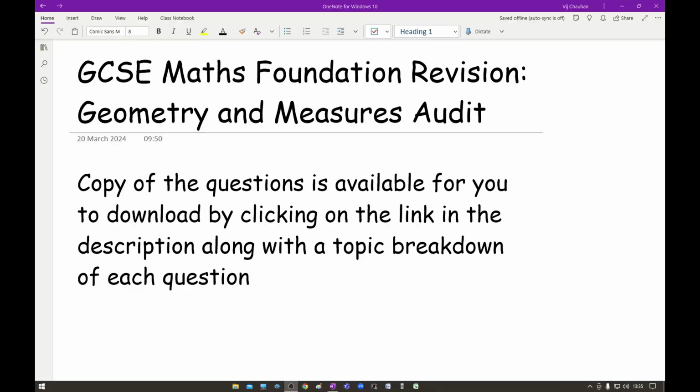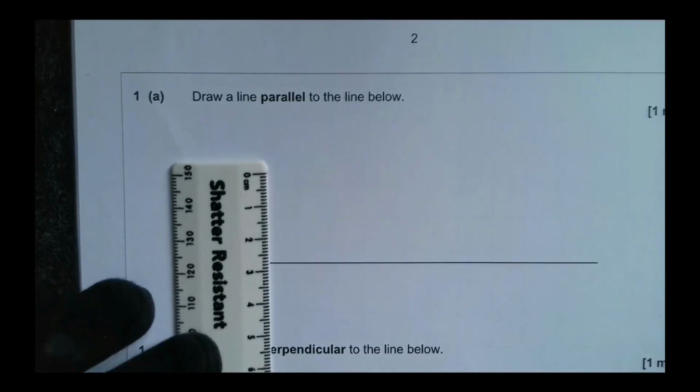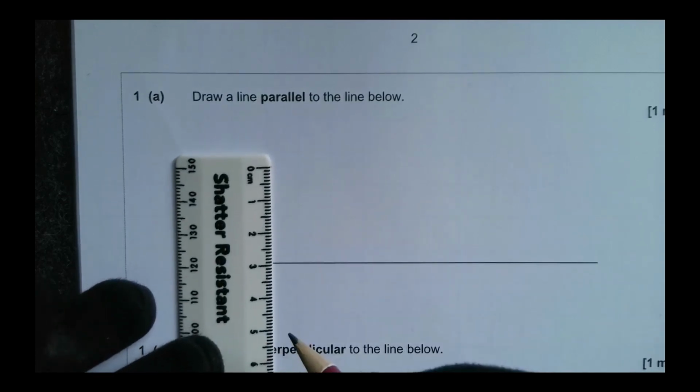Now for question 1, it says draw a parallel line to the line below. For this, there are a couple of ways in which you could answer this question. One, you could do it freehand, but the important thing is that you need to be accurate. It is only worth 1 mark, so you'd get basically a minute to answer this question, as a rule of a minute per mark.